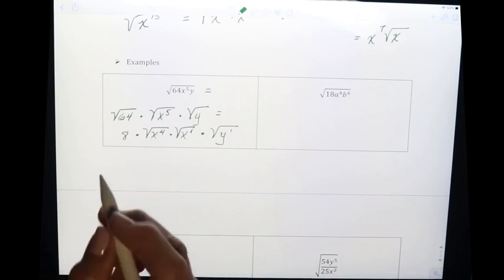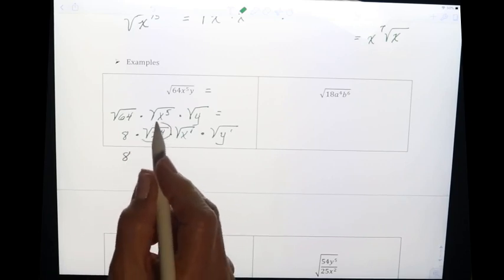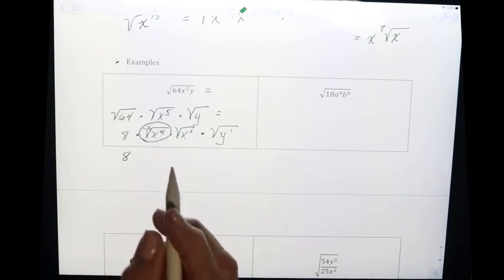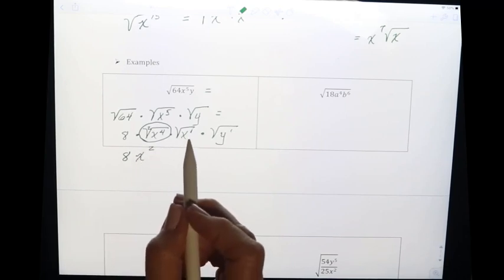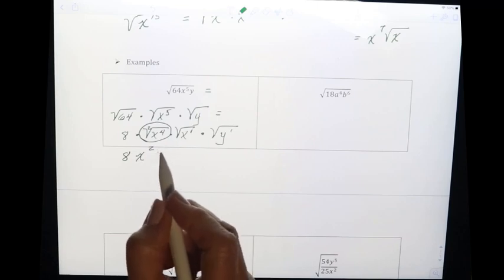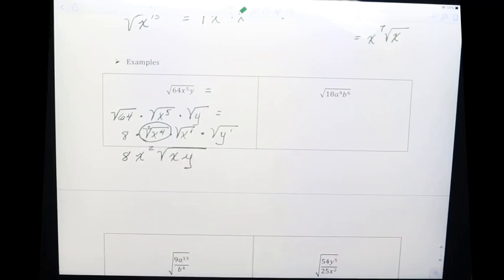So I'm almost done. I've got the 8 out in front already. Let's do the square root of x to the 4th by dividing this 2 into that 4. And then I've got an x to the 1st and a y to the 1st that are both going to stay underneath the radical. So that one's fairly complicated. Hopefully not too bad. Let's do one more of these.